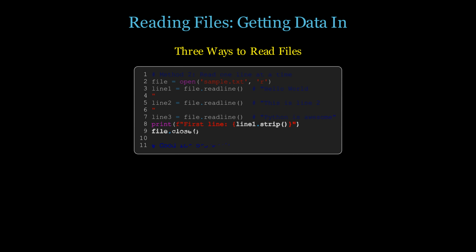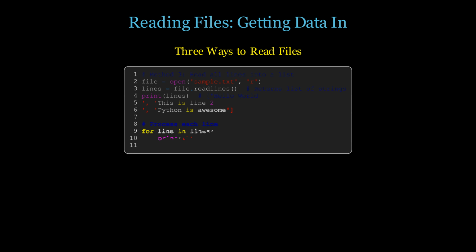Method 2. Readline. Reads just one line at a time, including the newline character. This is memory efficient for large files since you only load one line at a time. It's perfect when you need to process files line by line without loading everything into memory first.